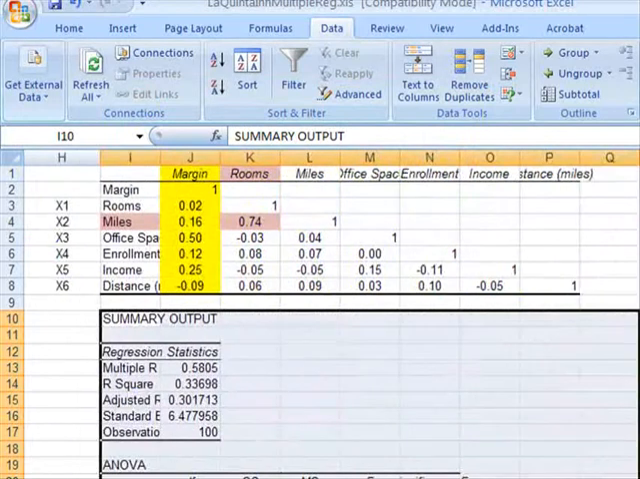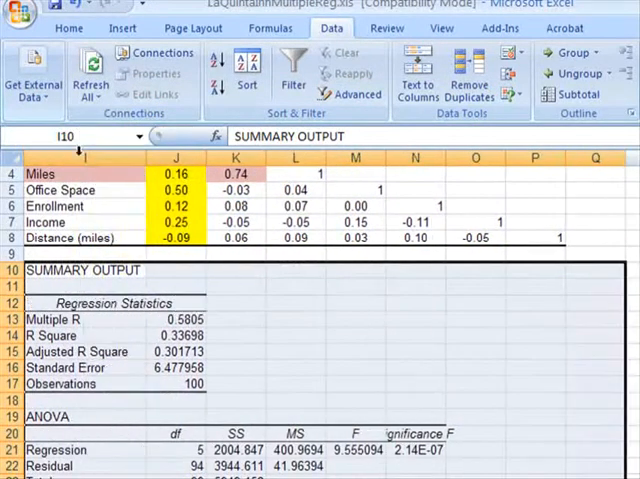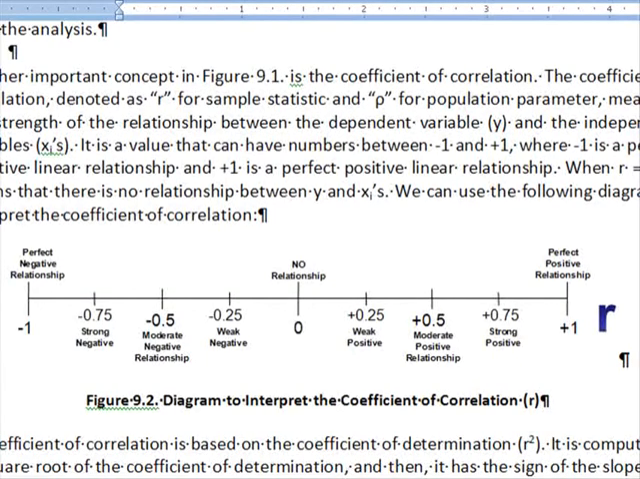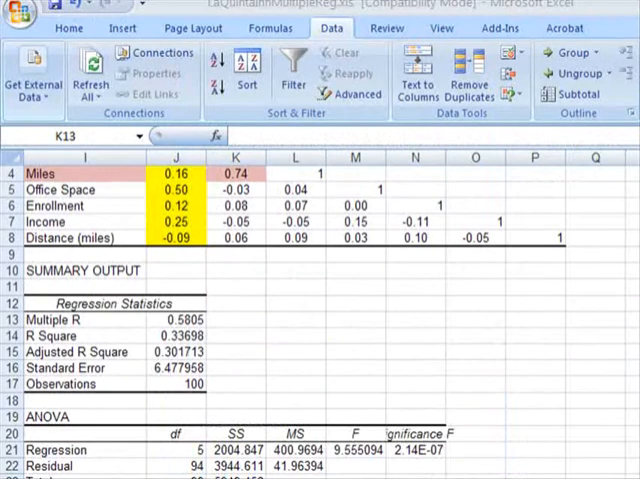Now when we look at the output in regression, let's go one by one. The multiple r, we already covered, that r is the coefficient of correlation. And it can be interpreted as a number from -1 to 1, where 1 is a perfect relationship, 0 is no relationship, 0.5 is moderate, positive or negative, 0.25 is weak, and 0.75 is strong. So that is what multiple R is.